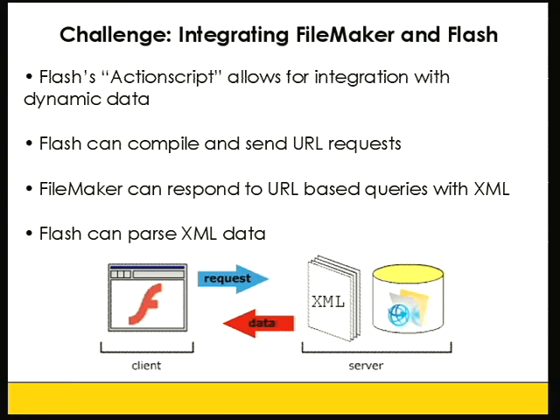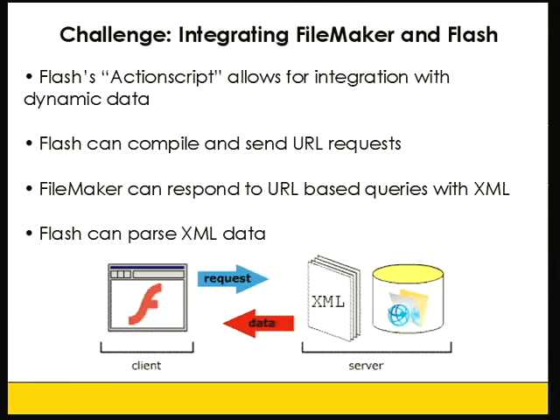So Flash makes a request over to FileMaker. FileMaker can respond with an XML document, and to fully complete the circle, Flash has the ability to parse out that data, not load the full XML document, because when we take a look at it, you'll see it's pretty verbose. But it can find just the little nodes or the little individual pieces of data that it needs, bring them into Flash, and display them in any way that you want.